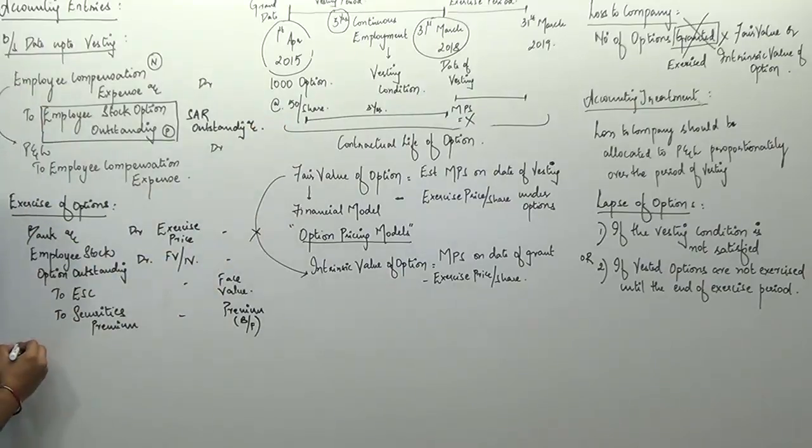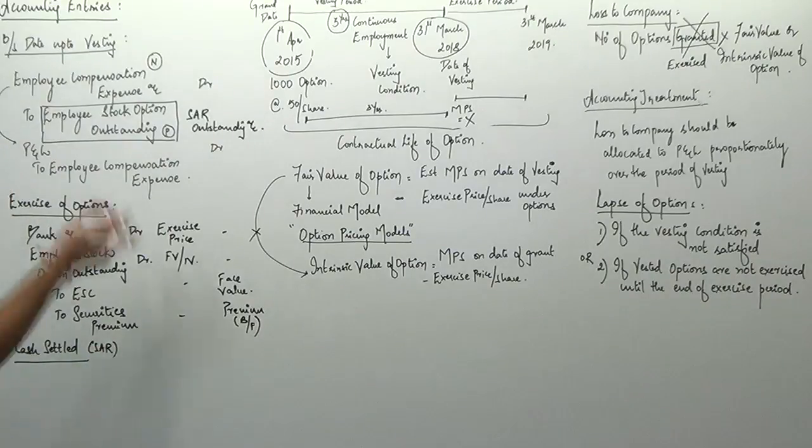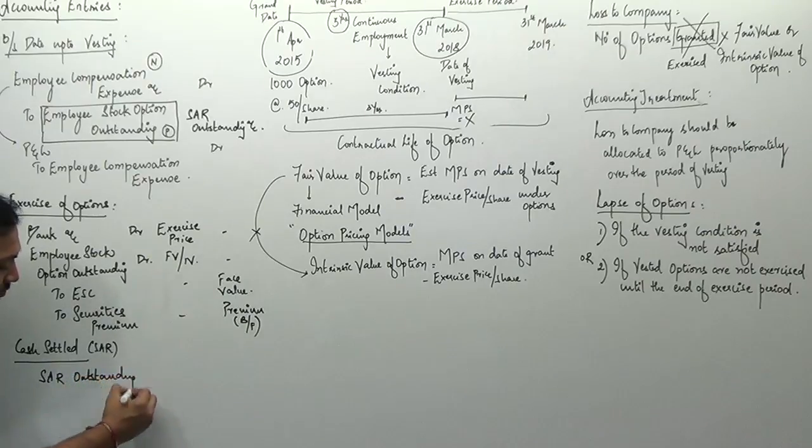Can you give me the exercise entry for a cash-settled scheme? What happens in SAR? The net amount is paid in cash. So whatever provision is there, I'll happily pay off in cash. The entry is SAR outstanding account debit to cash. Whatever provision you created, that is the amount of cash payment, that's it.